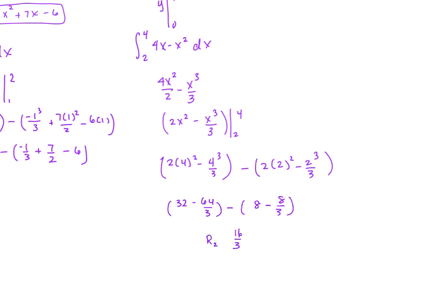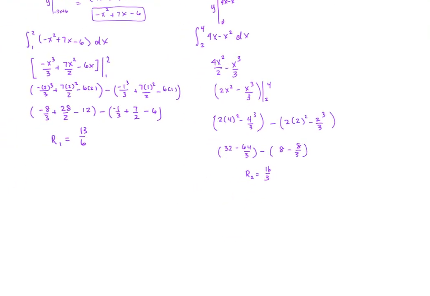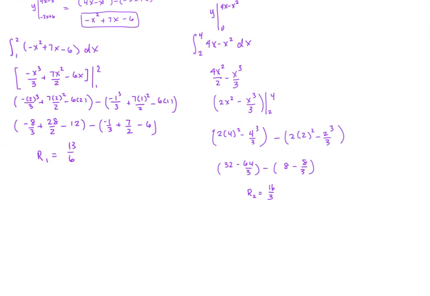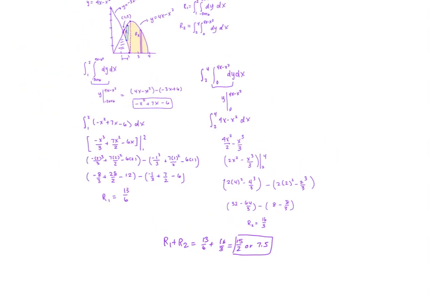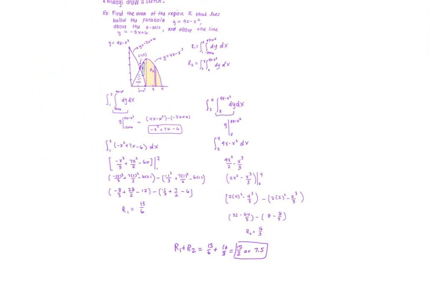So that's R2. And so if you add region 1 plus region 2, you get R1 plus R2 is 13 over 6 plus 16 over 3, which ends up being 15 over 2, or 7.5. So that's the area of the bounded region and your final answer. So I'll zoom out just so you can see everything from start to finish. We had to separate it into 2 regions because of the way the boundaries worked.